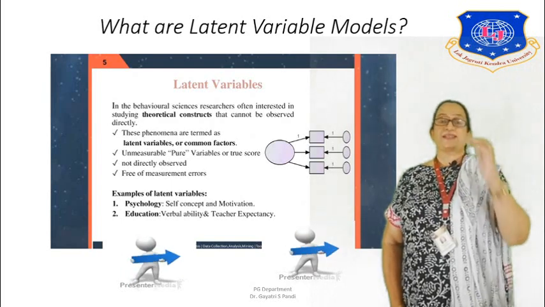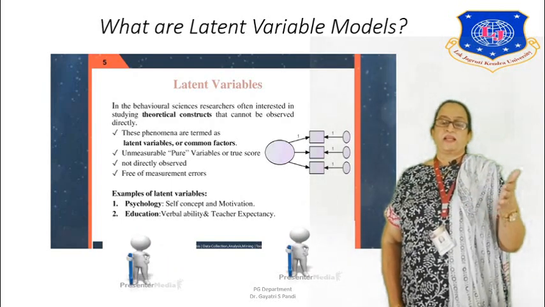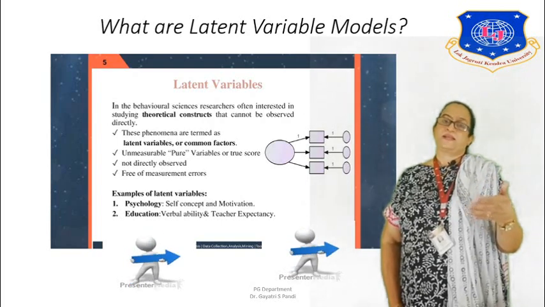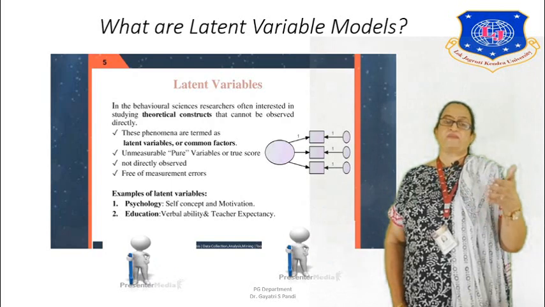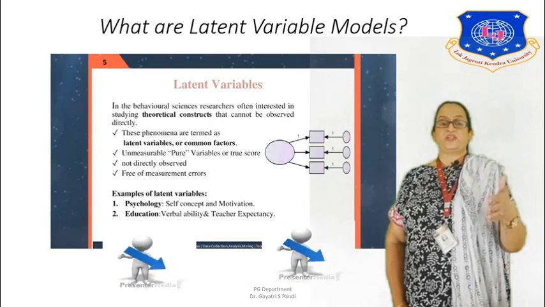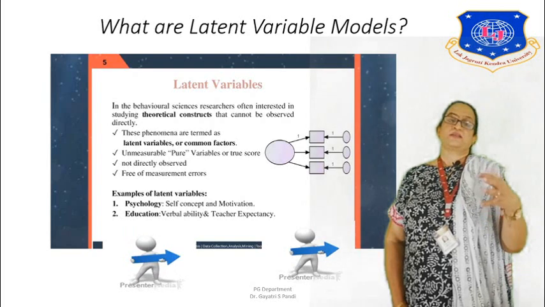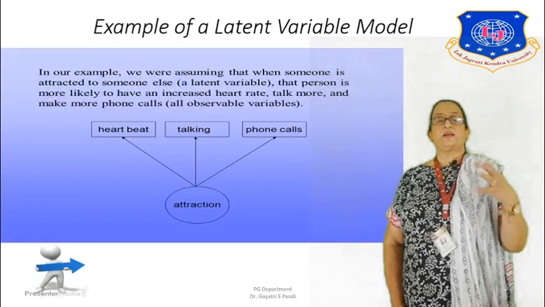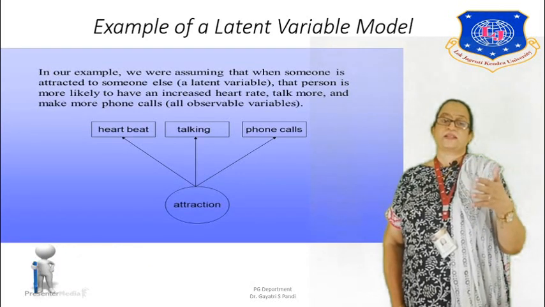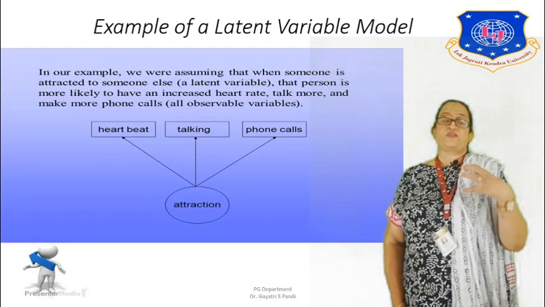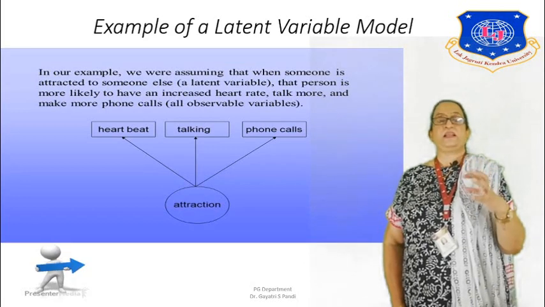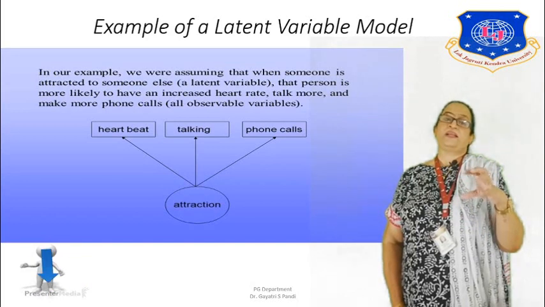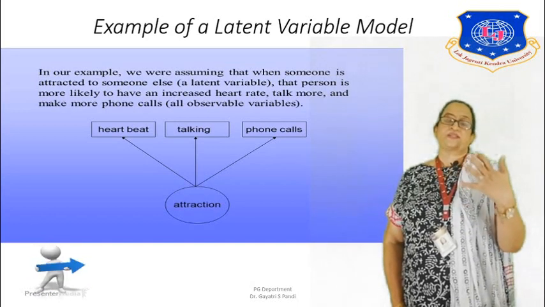Some examples of latent variables: in psychology, you could have self-concept and motivation, and in education you can have verbal ability and teacher expectancy. So these are certain examples of latent variables. We can also consider another example which I discussed, when someone is attracted to someone, right? This is a latent variable, and the person is more likely to have an increased heartbeat whenever the attracted person is seen, right?